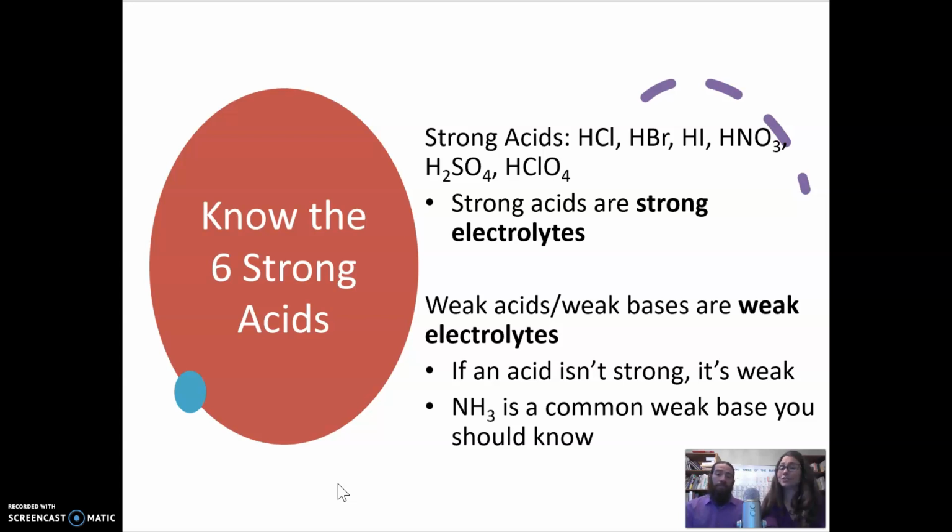And if it isn't strong and it's an acid, then it's weak. There are a lot of weak acids in the world, so you only need to know the 6 strong ones to know that everything else that's behaving as an acid is what we call a weak acid. You should also know that NH3, ammonia, is a very common weak base that we use in chemistry a lot. It's a weak base, and it's a weak electrolyte.